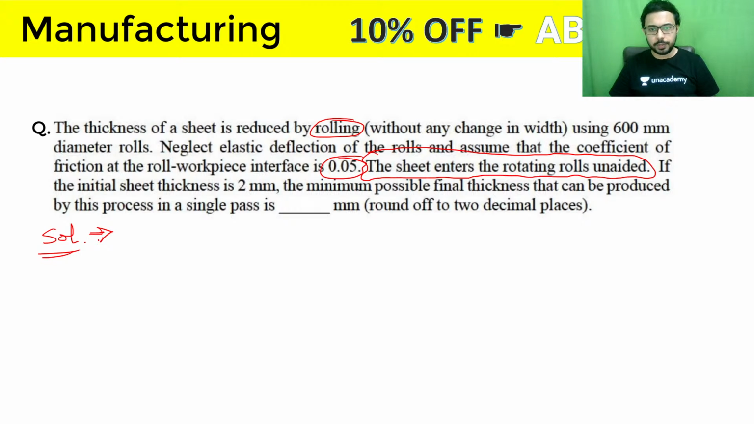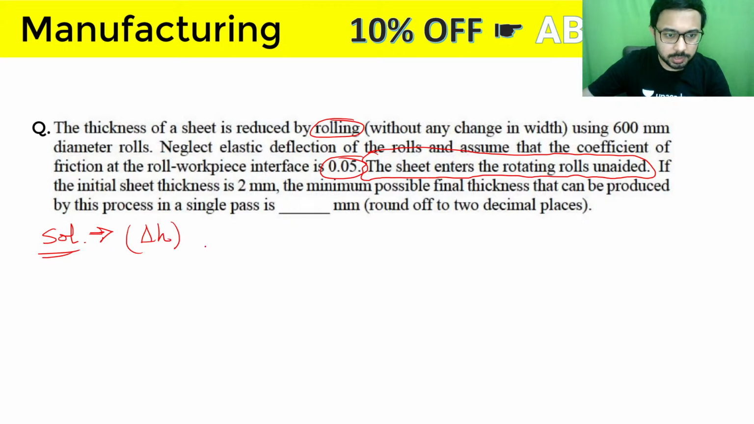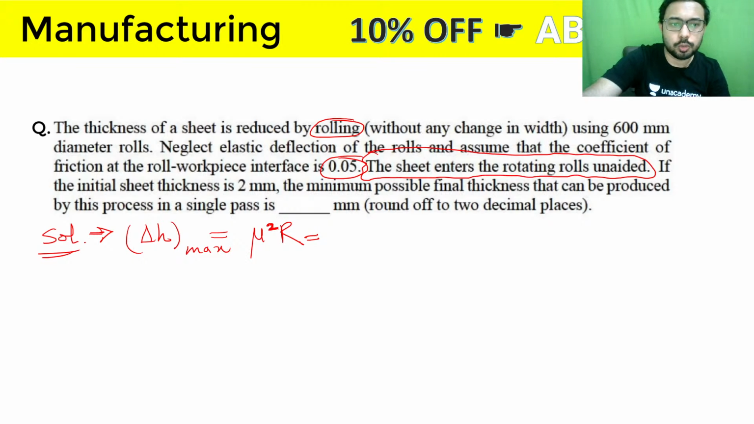So first of all, we need to find the minimum possible final thickness. To do that we have to find the maximum possible reduction, that is the maximum possible draft, and it is equal to mu square into R, where mu is the coefficient of friction and R is the radius of the rollers. So mu is given as 0.05, and the radius of rollers is given as 300.